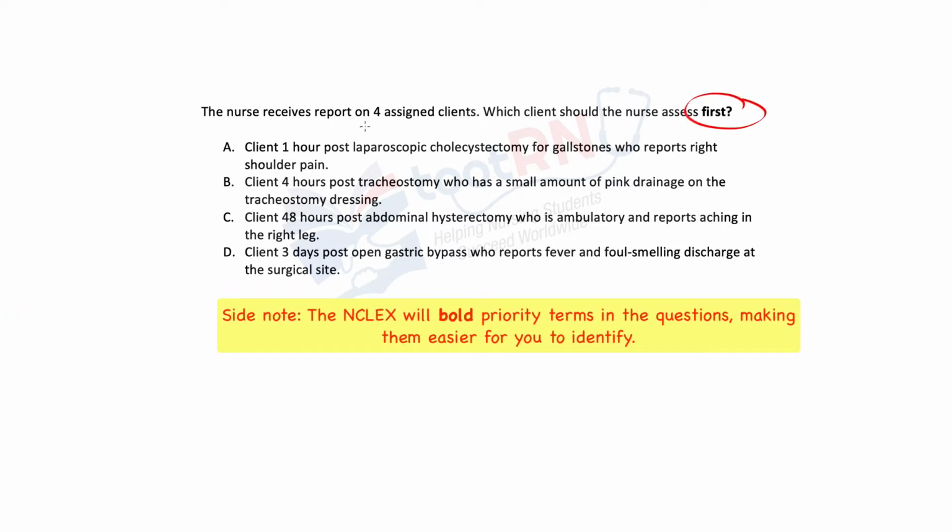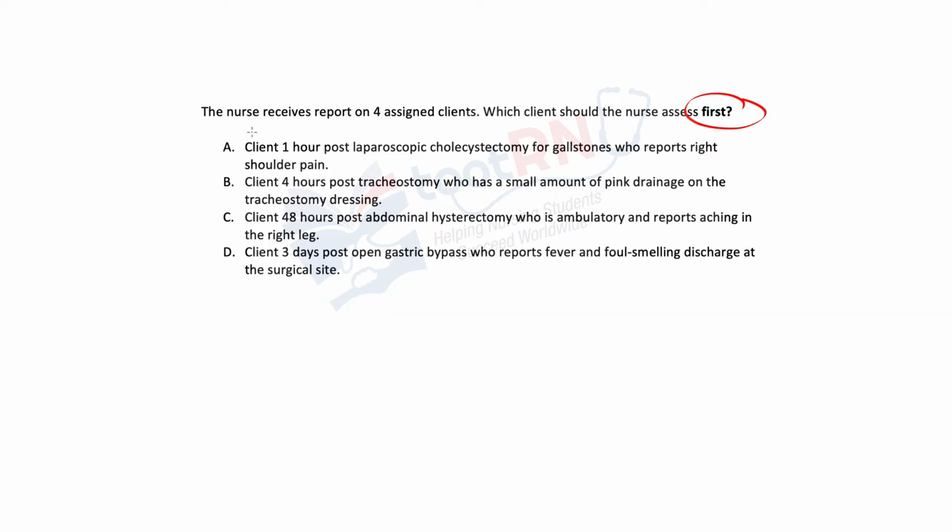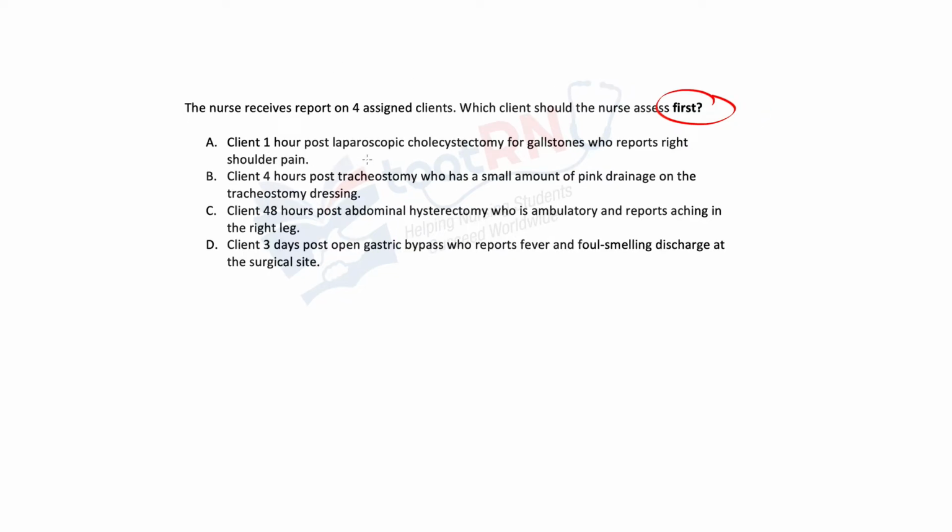And it's telling us that we receive report on 4 assigned clients. So the nurse receives report on 4 assigned clients. Which client should the nurse assess first? So we have a client 1 hour post laparoscopic cholecystectomy for gallstones who reports right shoulder pain. Client 4 hours post tracheostomy who has a small amount of pink drainage on the tracheostomy dressing. Client 48 hours post abdominal hysterectomy who is ambulatory and reports aching in the right leg. Or client 3 days post open gastric bypass who reports fever and foul smelling discharge at the surgical site.